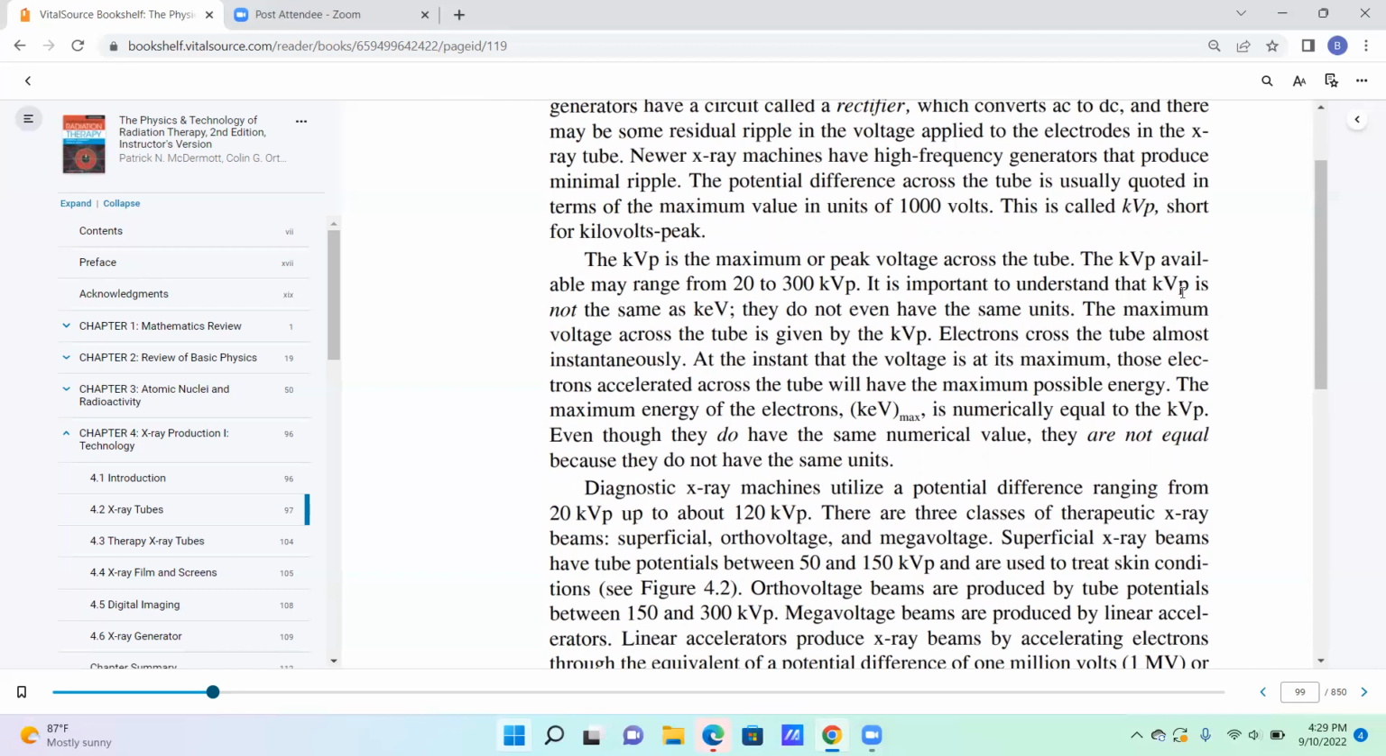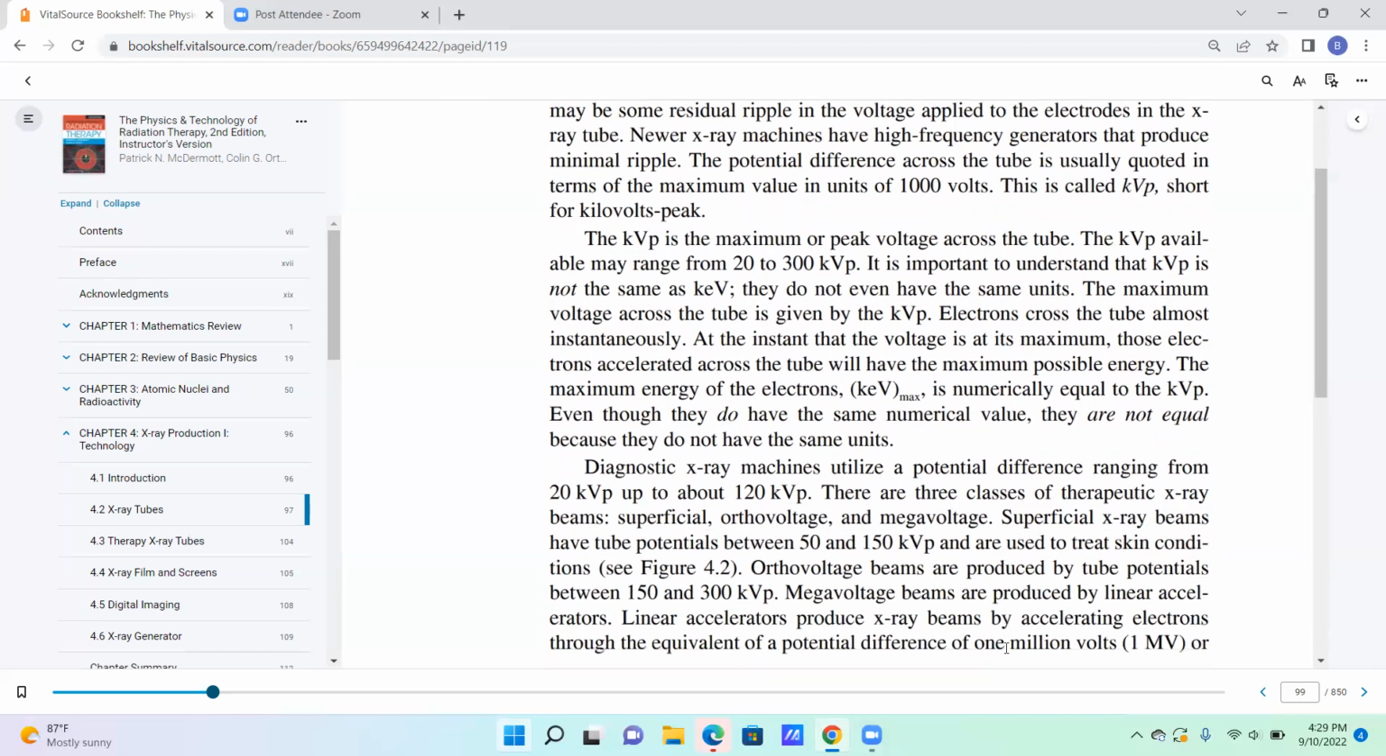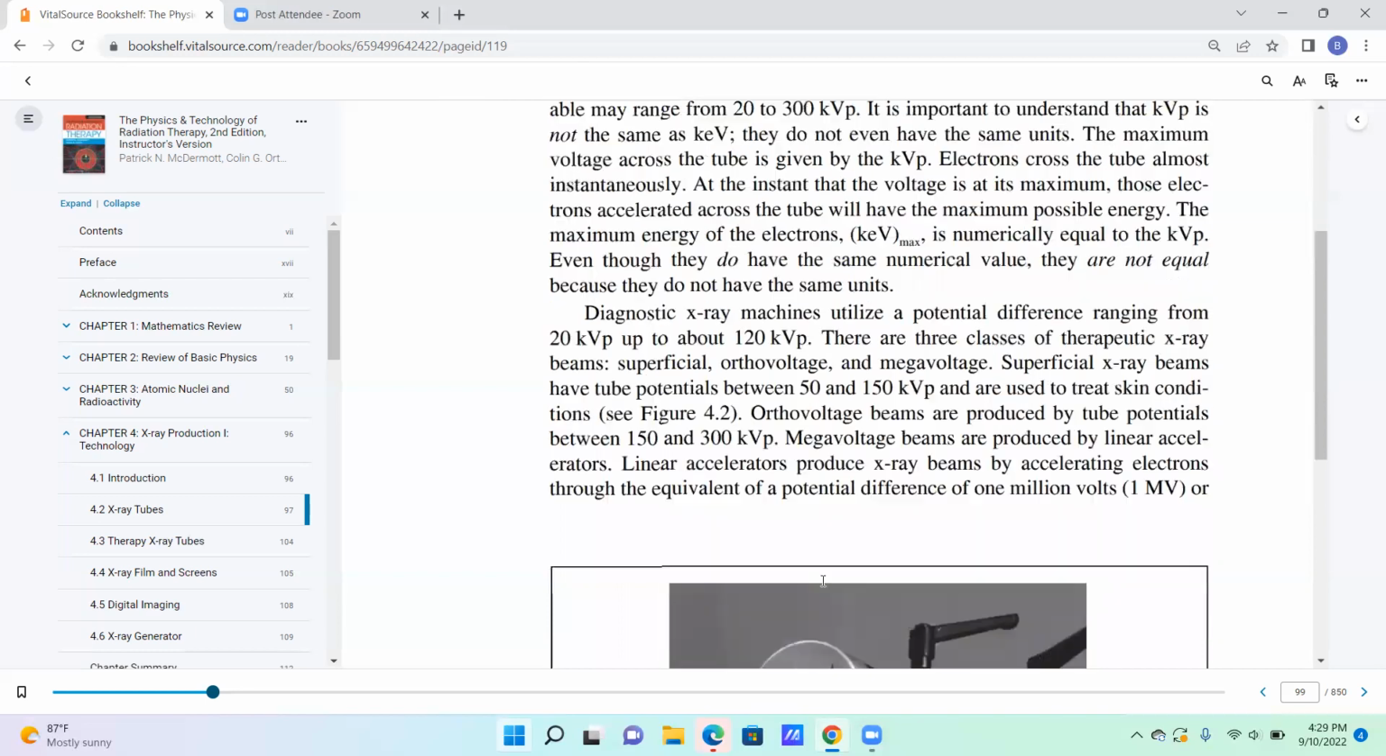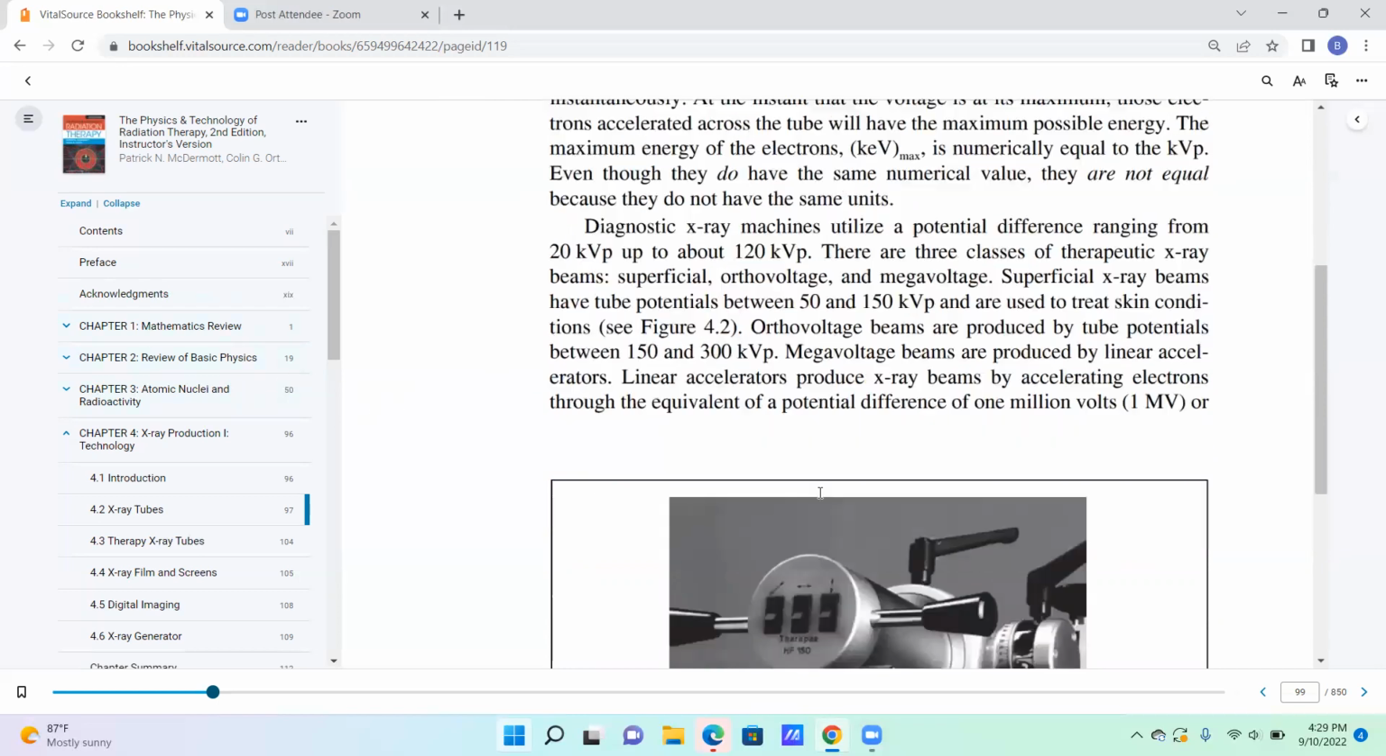The kilovoltage is not the same thing as the kiloelectron volts. They're different units. Voltage is a measure of potential difference. keV is a measure of energy. Those are not the same concepts. Diagnostic X-ray machines utilize a potential difference ranging from 20 kVp up to about 120.